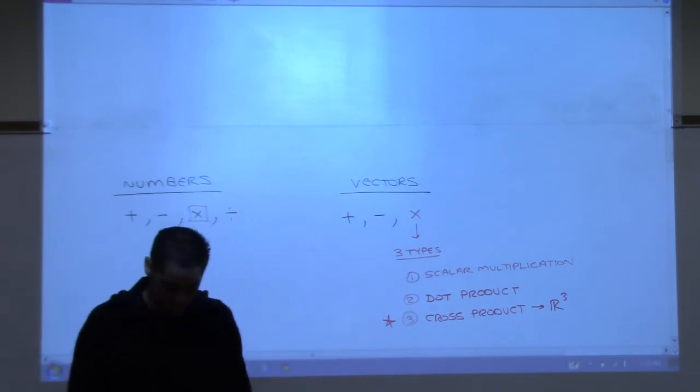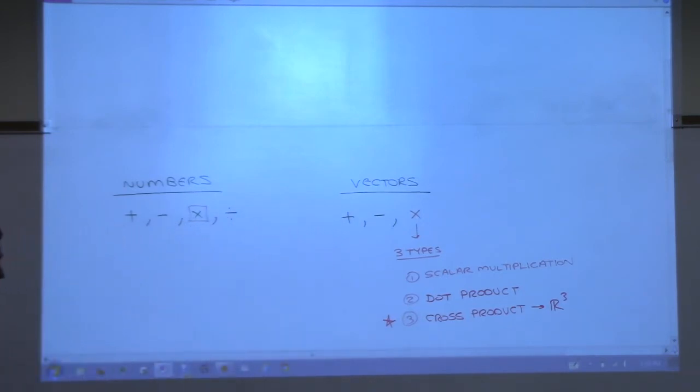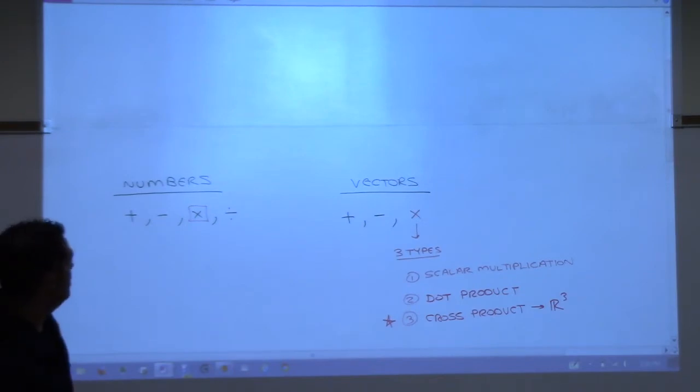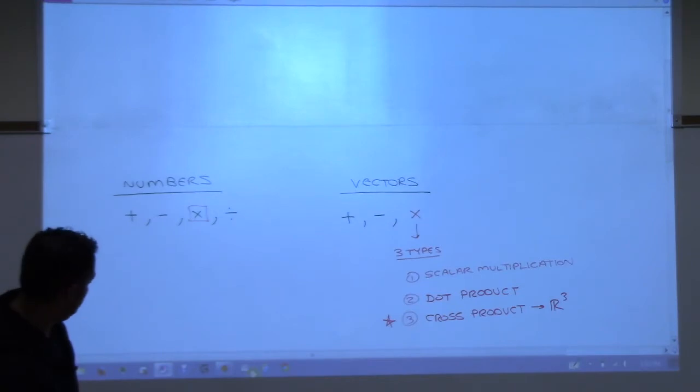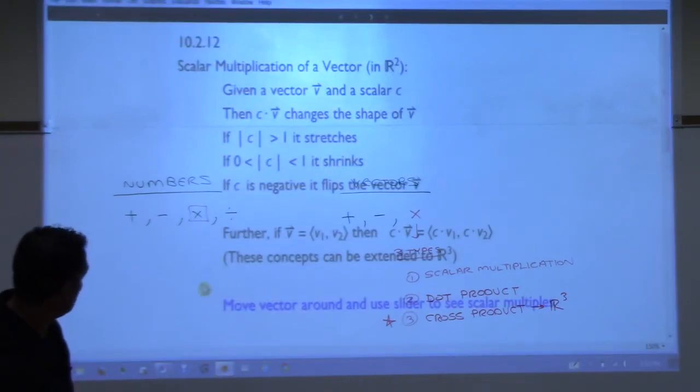All right, so there are three types of multiplication, and we're going to start our discussion here with the first type, which is scalar multiplication.